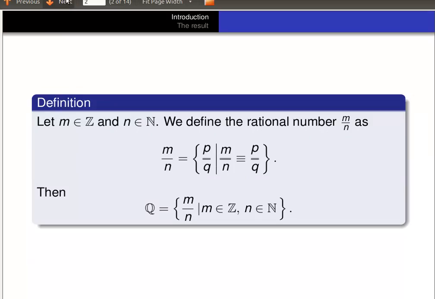So let's recall our definitions. We define a rational number m over n as the set of all fractions equivalent to the fraction m over n. And we require that in our definition here, the numerators can be integers, but the denominators are restricted to natural numbers. Then of course the set Q is the set of all rational numbers.